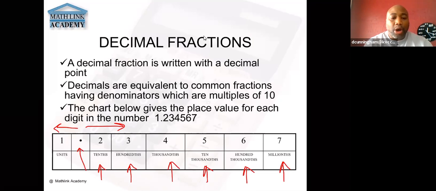Now notice that going to the right of the decimal, we have THS. So we understand that we're talking about those particular place values on the right of the decimal. So the immediate right for that 2 will be the tenth.